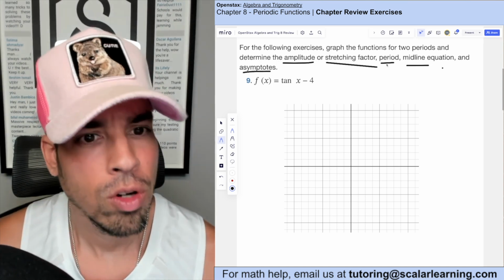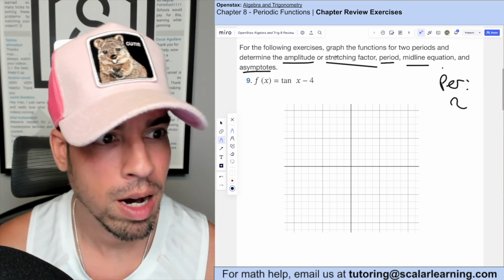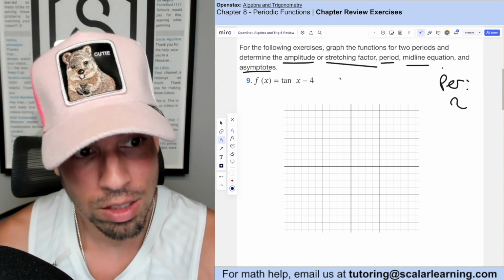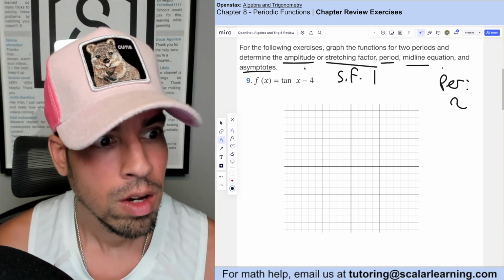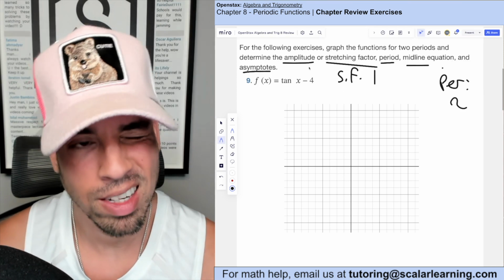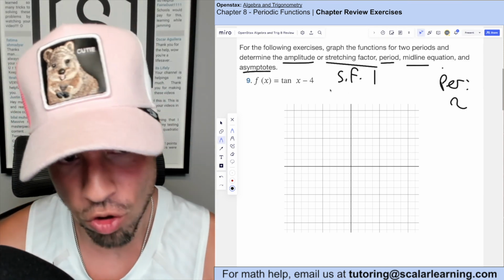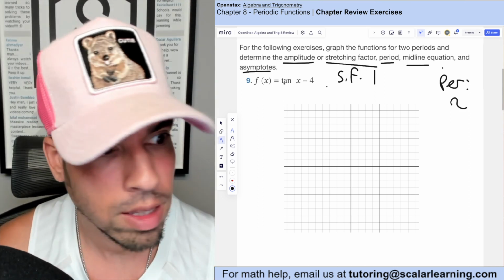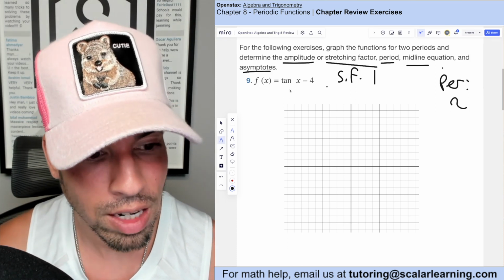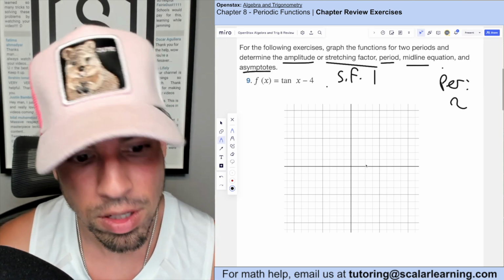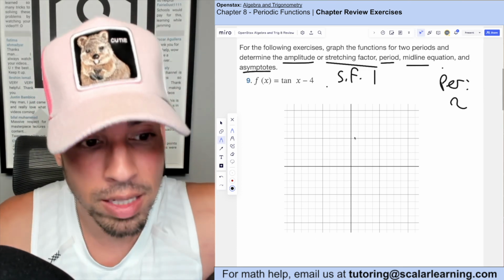All right. So the typical period for tangent, which hasn't been modified here, is just going to be pi. The stretching factor in this case is just 1 because there's no multiplier here, so we'll just say stretching factor of 1. The amplitude or stretching factor, again, it's kind of like interchangeable, right? It's what we call amplitude for sine and cosine. Here we'd say stretching factor, so whatever. And then the asymptotes. So typically the asymptotes for tangent are going to be pi halves, 3 pi halves. Basically, at every pi halves plus pi k, if that makes sense.